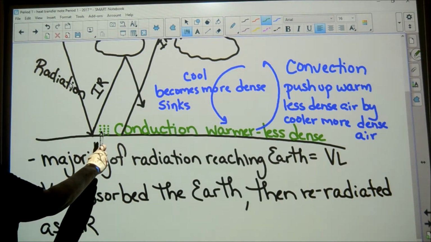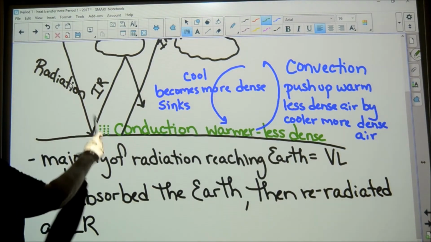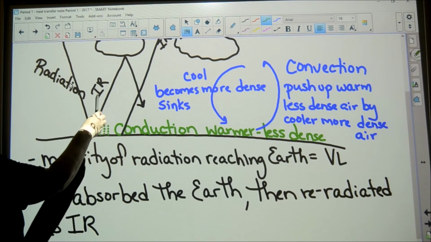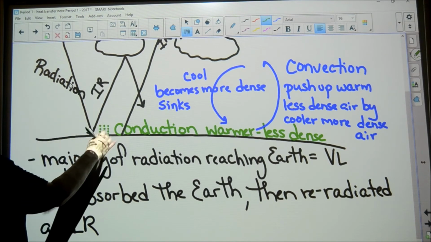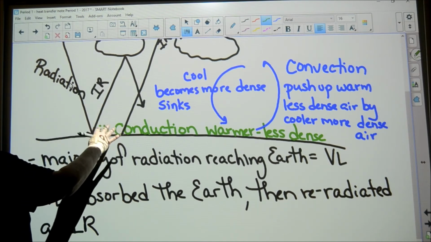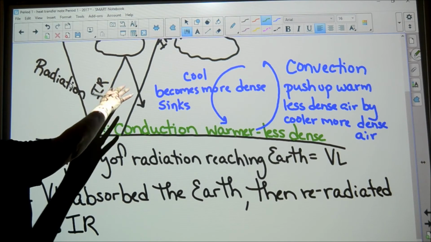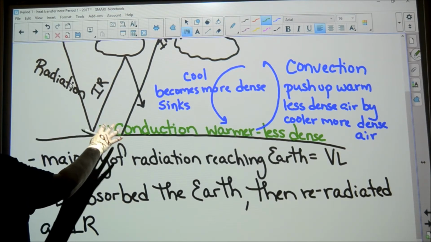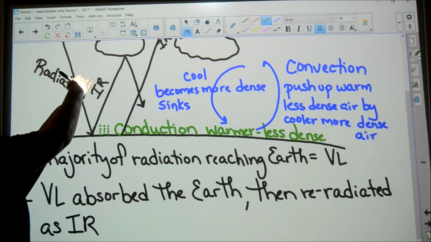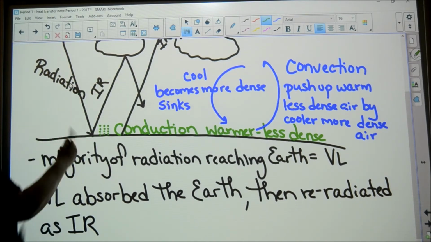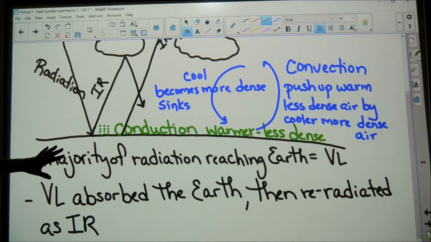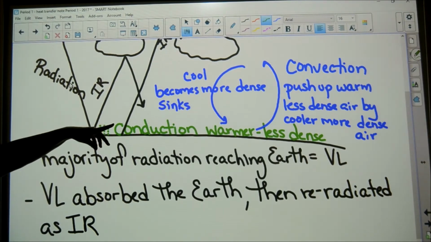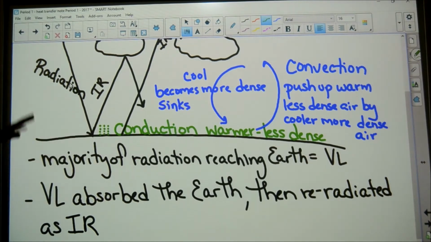Once the air above the land is warmer than the air up here, you're unstable. So the lower atmosphere is less dense than the upper atmosphere. So you get that convection current, because the less dense air gets pushed upwards by the cooler, more dense air. Remember, as you leave your heat source, you start cooling down, you become more dense, and you're going to sink.